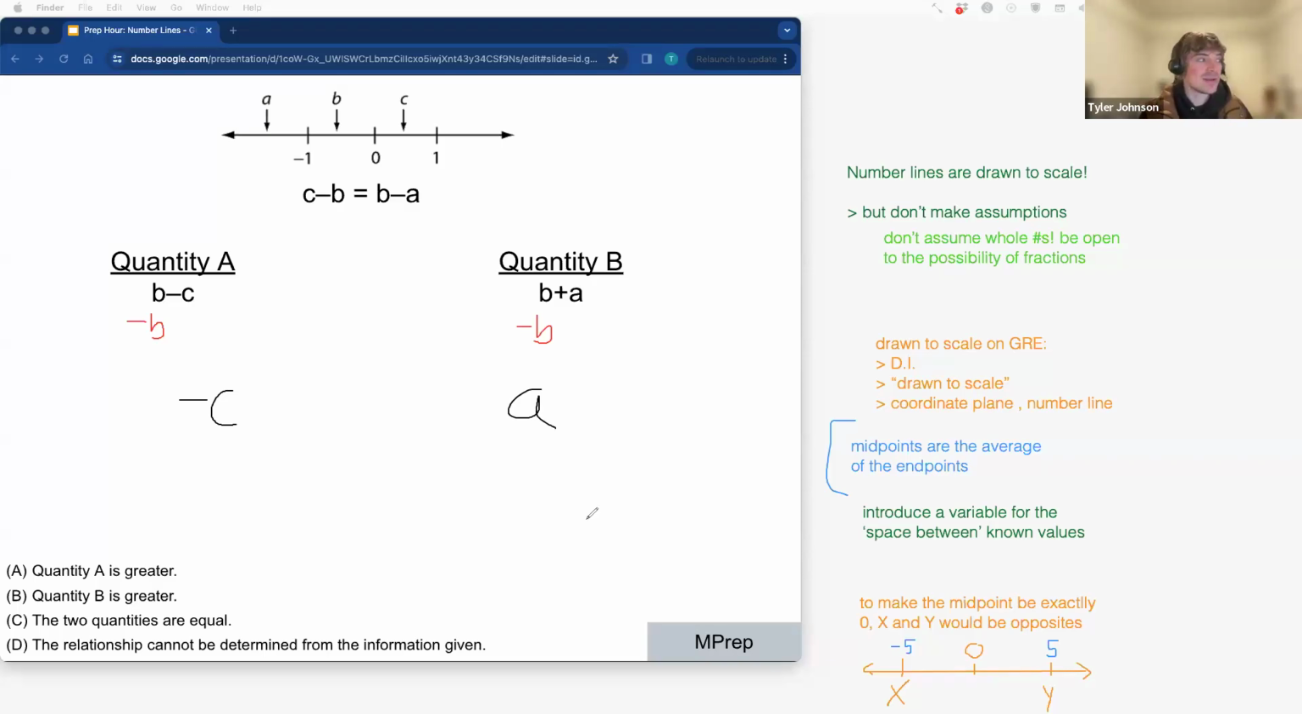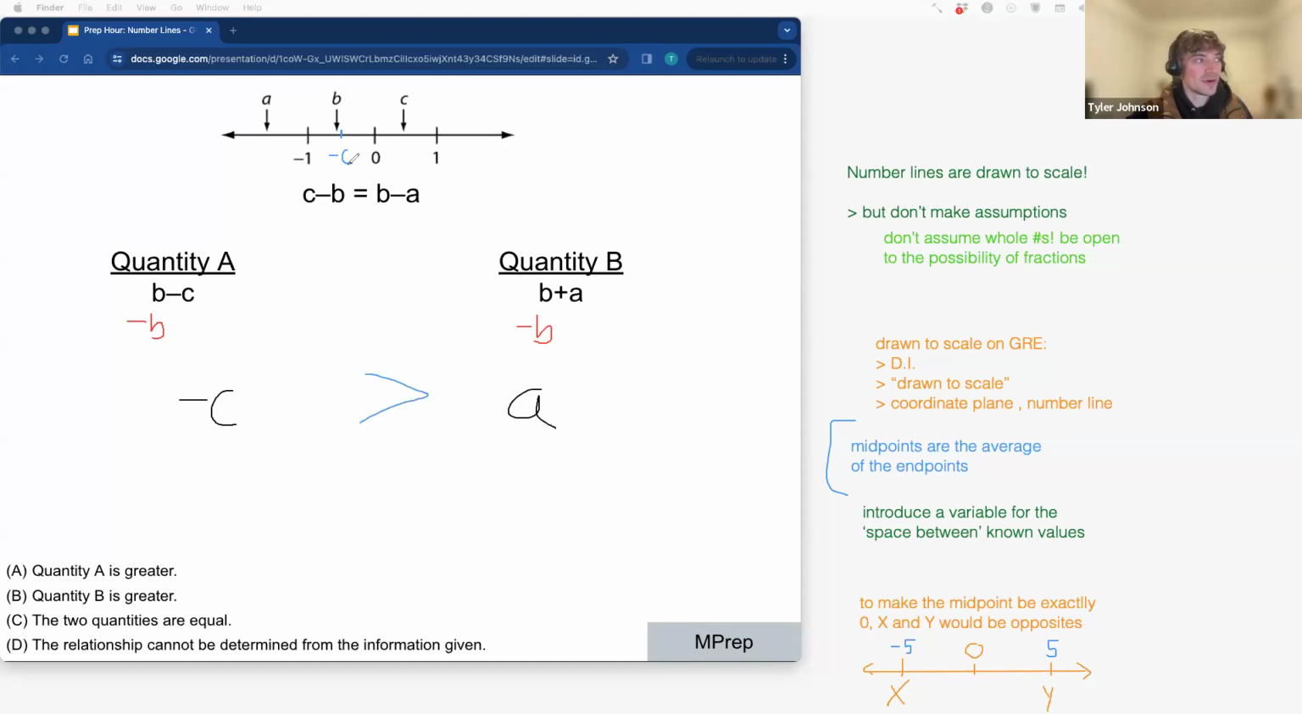So just like you can subtract or add the same value to both sides of an equation, you can do that to both quantities, and it's not going to impact what the relationship is between them. So negative C versus A. I see C is between 0 and 1. If I had negative C, I can really just mirror it around 0. So to my eyes, that means negative C would be just inside B right there. So positive C is between 0 and 1, negative C is between negative 1 and 0. And A is even further left of negative 1.